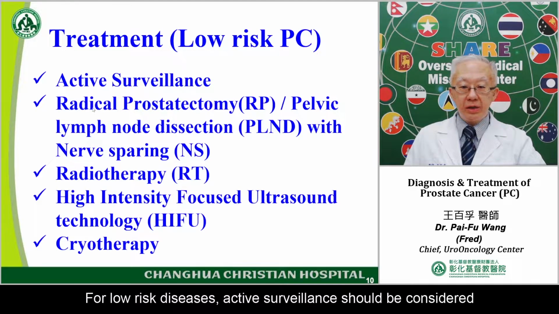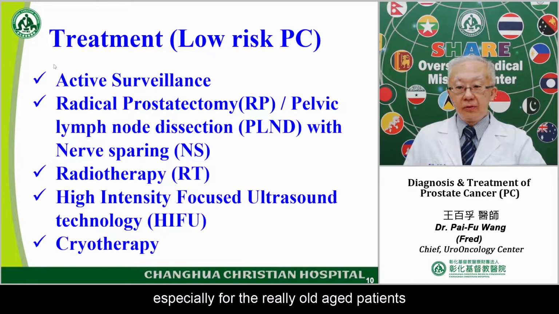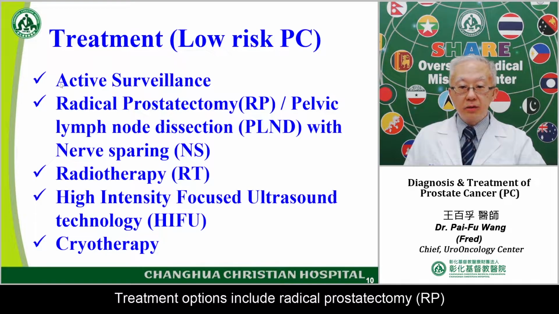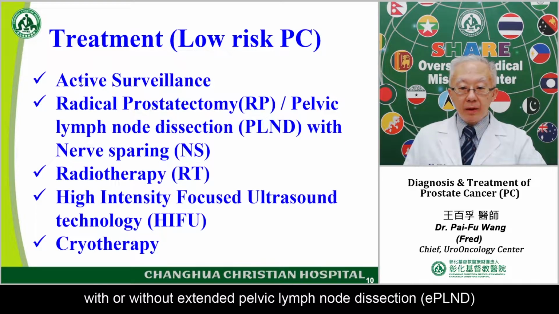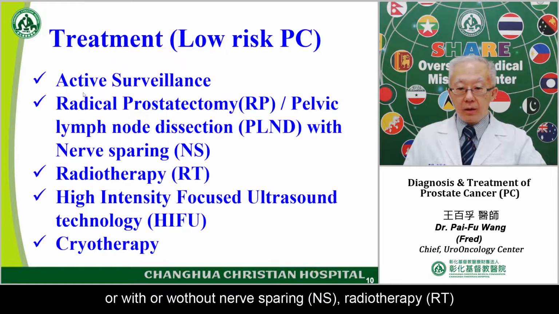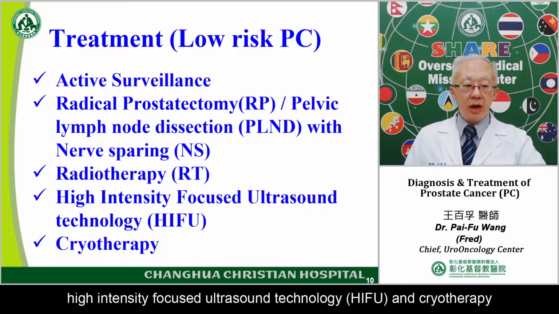For low-risk disease, active surveillance should be considered, especially for the really old age patient. Treatment options include radical prostatectomy, RP, with or without extended pelvic lymph node dissection, or with or without nerve sparing. Radiotherapy, RT, high-intensity focused ultrasound technology, so-called Pai-Fu, and cryotherapy.